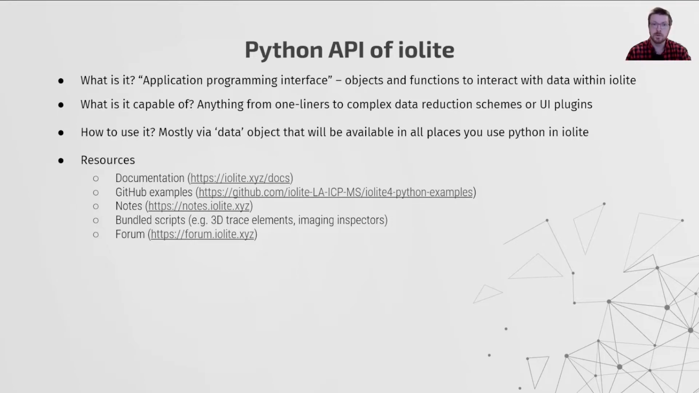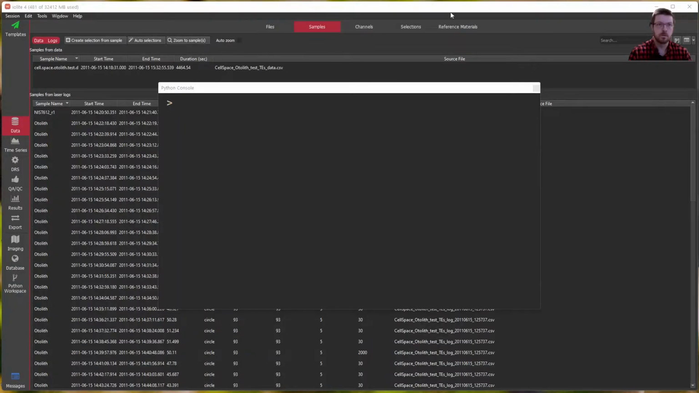There are many ways you can use the API, but the majority of them start with the data object. If you are familiar with the core concepts in iolite, like time series data or channels and selections, as well as the basics of Python, the API should feel fairly natural. I'll show you how it works with a quick demonstration in iolite. I have loaded our frequently used otolith example dataset. I have set up selections for the background, NIS612, and the otolith. I have also run the trace elements data reduction scheme.